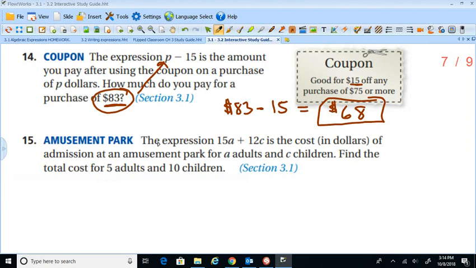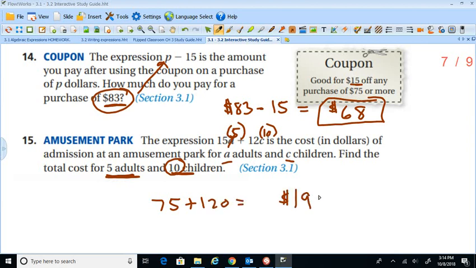Amusement park. The expression 15A plus 12C is the cost in dollars for the admission at an amusement park for A adults and C children. Find the total cost for 5 adults and 10 children. So our A, we're going to substitute in for 5. Multiplication, 15 times 5, which is 75. And 10 children. So where C is, we're going to replace it with the 10. 12 times 10, $120. Add them up. Grand total with the dollar symbol, $195. That is the total cost for 5 adult tickets and 10 children tickets. $195.